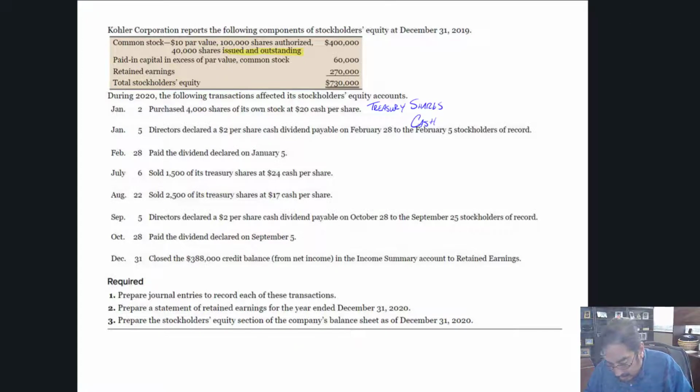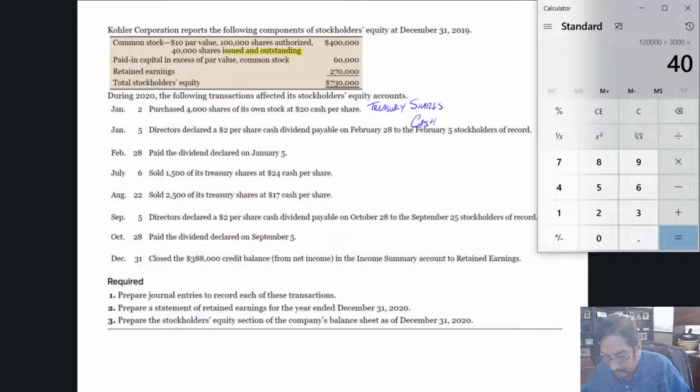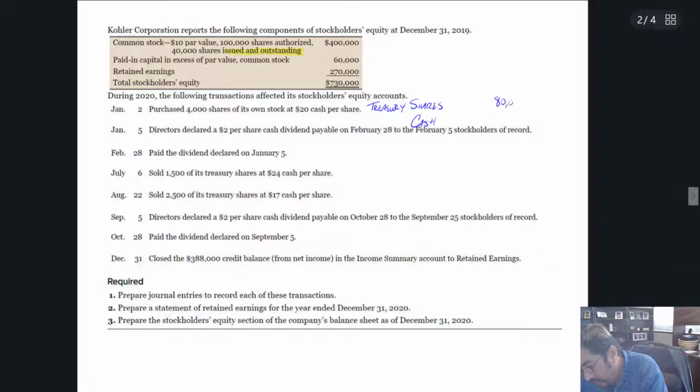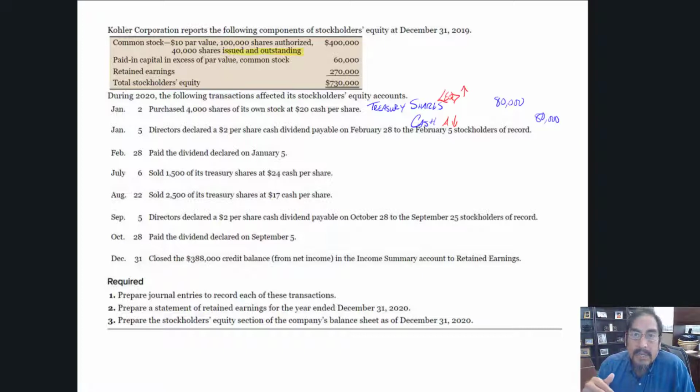So $20 per share, I should be able to do this in my head. $20 per share for 4,000 shares. Remember, treasury stock is a contra equity account. So we increase it with a debit. And we spent cash, so we decrease cash with a credit.